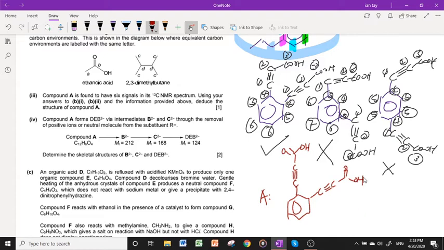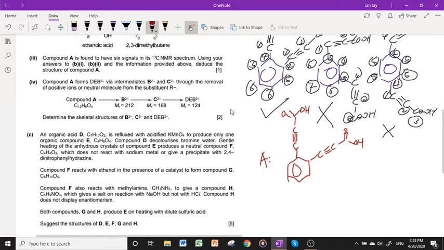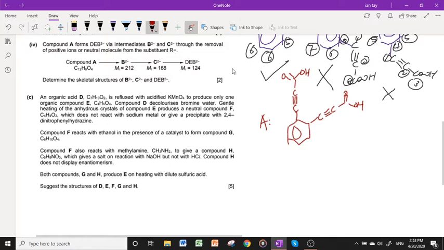Okay, we got the structure of compound A. So compound A forms DeB2- via these two intermediates, through the removal of positive ions or neutral molecules from the substituent R. So we know that the benzene ring is not changed. So let us take a look at the possible structures of B2- and C2-.